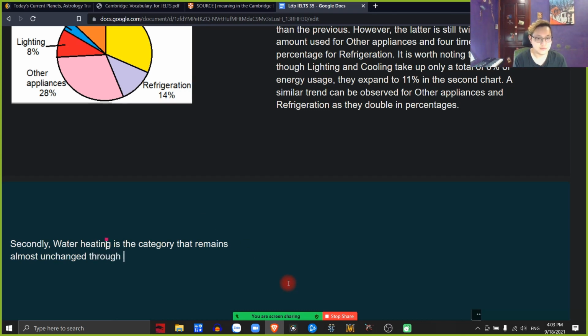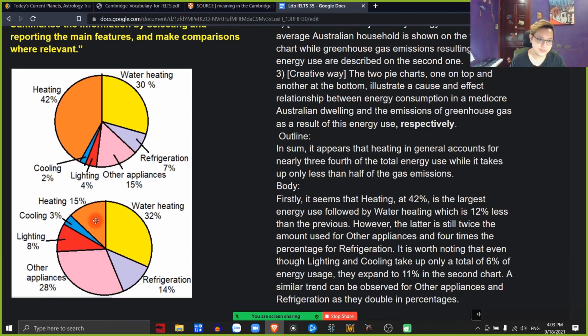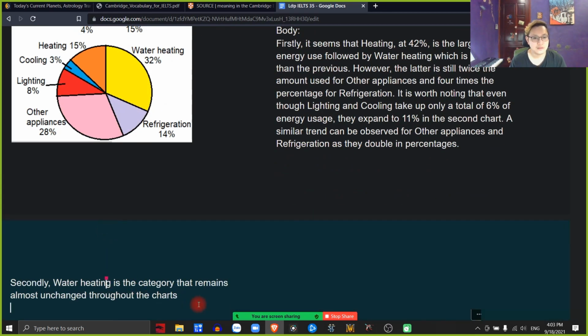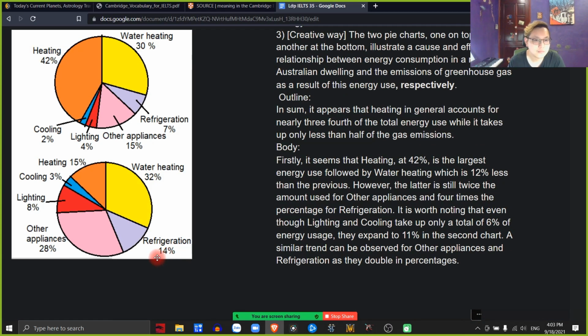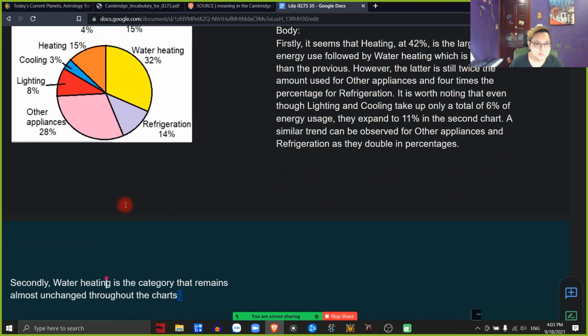Throughout the charts, meaning throughout the two charts here. Throughout the charts. And they both take up like 30%. It's almost a third, right? Almost a third of the pie chart. And here is almost a third as well. 32, 30 is also nearly a third.